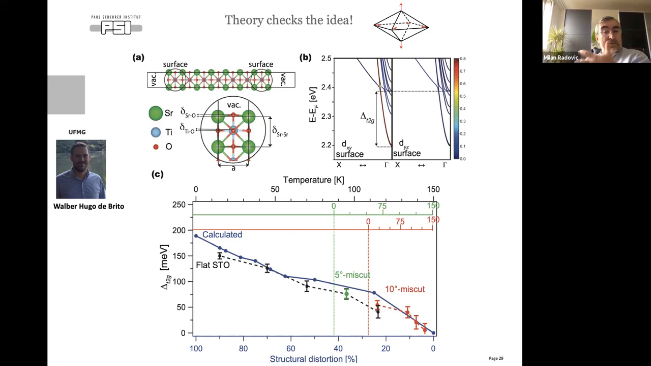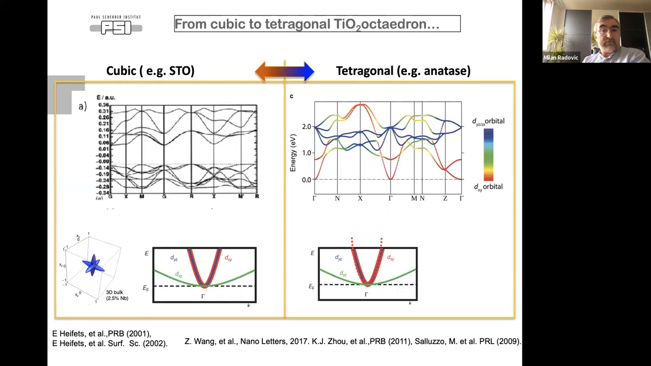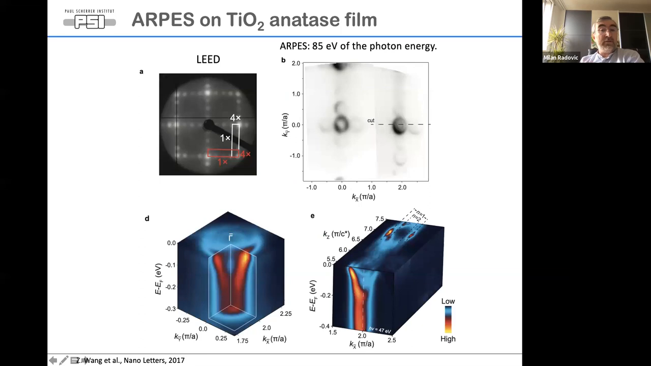Good. So that is on the STO. But then there is one system which has basically much bigger structural distortion. And this is a system which doesn't have strontium inside. It is just simple TiO2, tetragonal TiO2, which you could see immediately because it's tetragonal. The splitting is very large; by the theory it is 1 electron volt. So here is the degeneracy at the gamma point, while here at the gamma point you have very strong splitting. So in that case, this is the cubic case, and this is the tetragonal case.